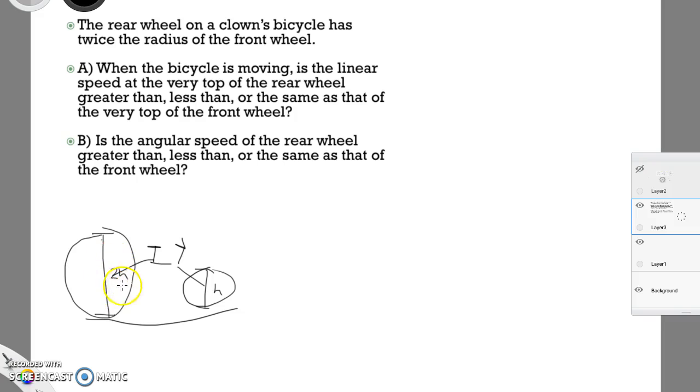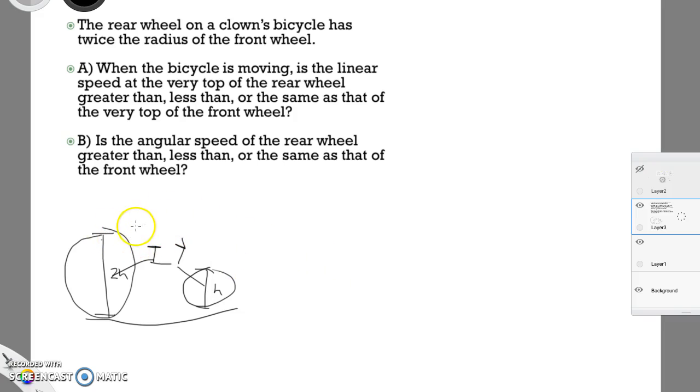So anyway, it's rolling along, and the question is, when the bicycle is moving, is the linear speed at the very top of the rear wheel greater than, less than, or the same as that of the very top of the front wheel? Okay, well, what do you think? And what do you think about the angular speed? Greater than, less than, or the same as the front wheel? Okay. Go ahead and submit your answers real quick.